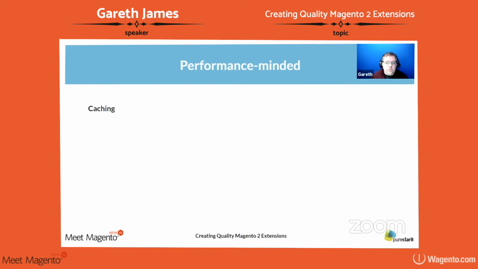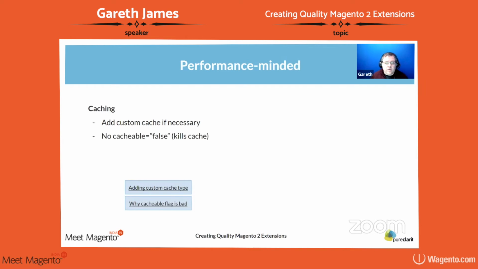You can add a custom cache type if you need to, so that data doesn't get recalculated too soon, especially if it's complex data. This is a big one. We don't want to annoy people by adding cacheable false to the customer's full stats. That's a horrible one to do. And I've seen modules that have killed the full page caching for an entire site using that.